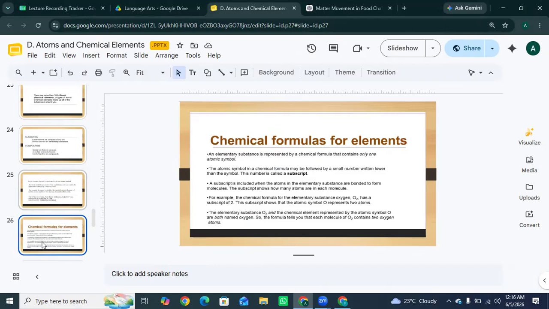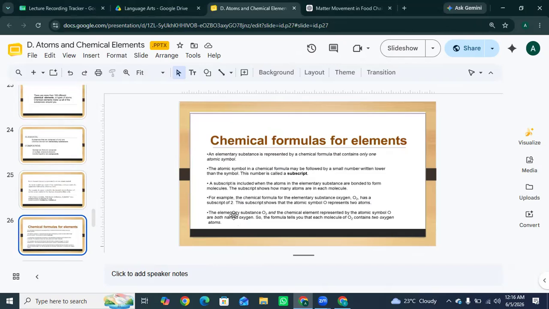For example, O2 means that there are two oxygen atoms bonded together. A subscript is included when the atoms in the elementary substance are bonded to form molecules. The subscript shows how many atoms are in each molecule. So, as I have told you, the easy definition of a subscript is the small number written at the bottom right of a symbol that tells you how many atoms are bonded together.